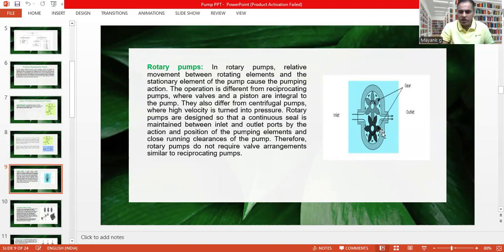So as you can see, this is a rotary pump. In a rotary pump, relative motion between the rotating elements and the stationary element causes the pumping action. This operation is basically different from reciprocating pumps, where the valves and the pistons are integral to the pump. Here, as you can see in this picture, these are the two gears, and they are rotating between a stationary part, which is causing the pumping action.